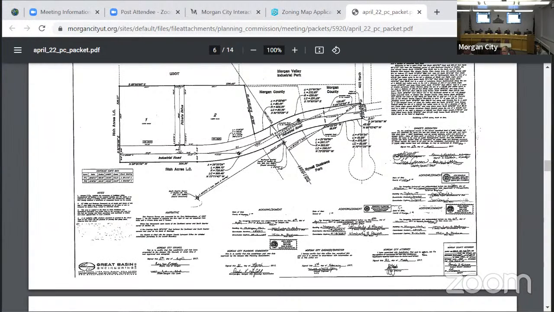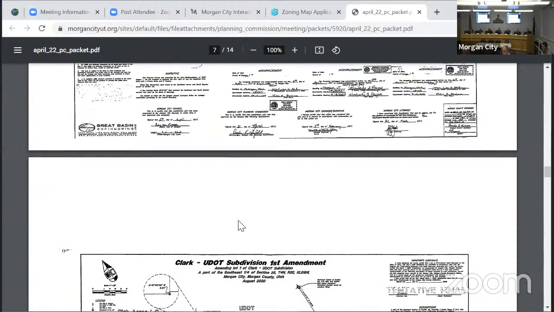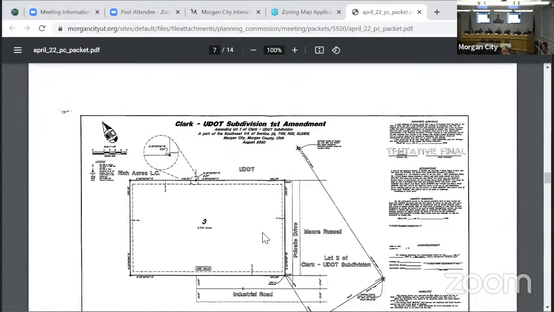Just for the public record, if you'll state your name and then keep the mic handy. My name's Corey Adams, and we're the owner that is wanting to expand our business here in Morgan. Great. You can keep that handy as you're pointing things out up there. This says 3 and then yours is lot 1, so it took me a while to figure that out. And we can update that.